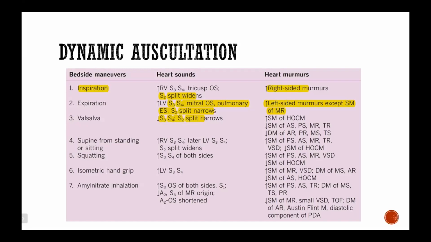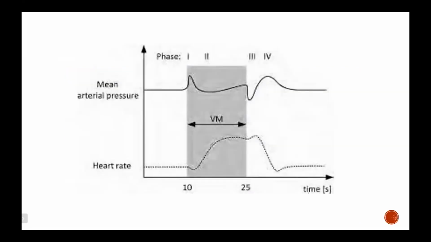The second maneuver that you can try is Valsalva. So just quickly into the phases of Valsalva. There are 4 phases in Valsalva's maneuver. Basically what we do in Valsalva, we ask the patient to expire against a closed glottis for at least 20 to 30 seconds.